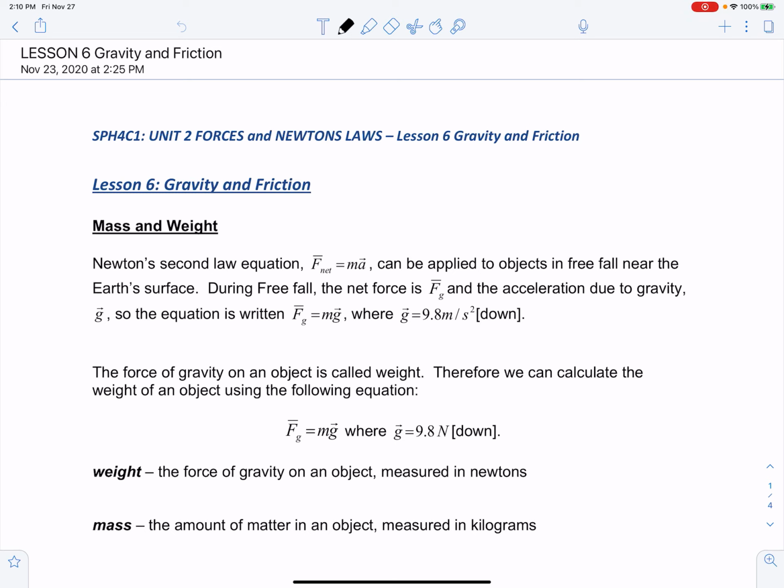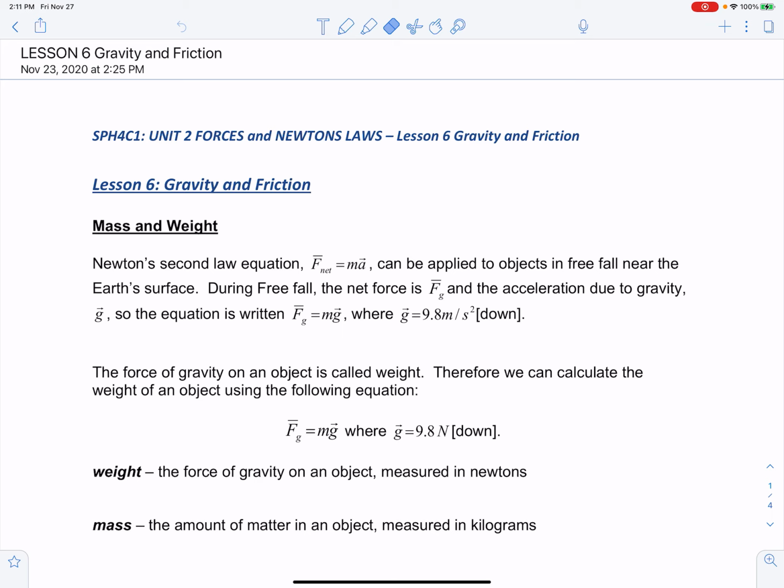Lesson 6, Gravity and Friction. Let's start with a discussion on the difference between mass and weight. One of the biggest misconceptions in science is in the meaning of mass and the meaning of weight. We often use these terms interchangeably in everyday life, but they are very different.